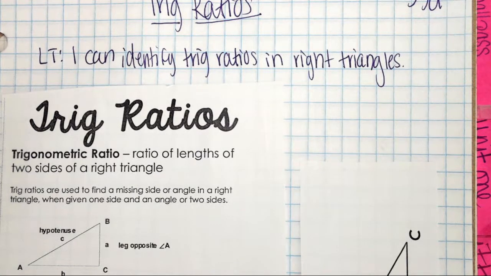A ratio is a comparison of two quantities using division. The ratio of quantities A and B can be expressed as A to B, A:B, or A over B.